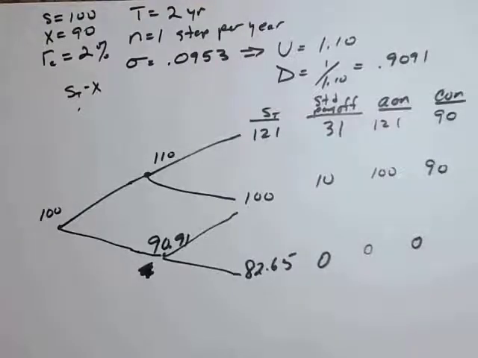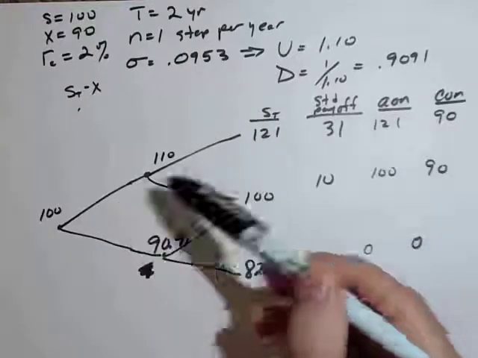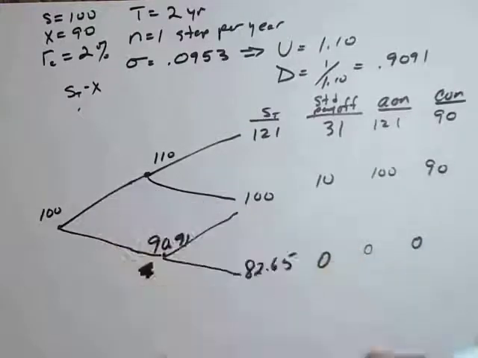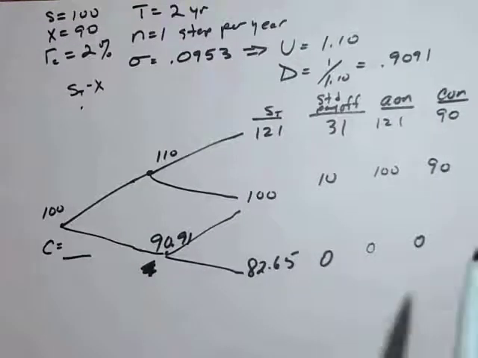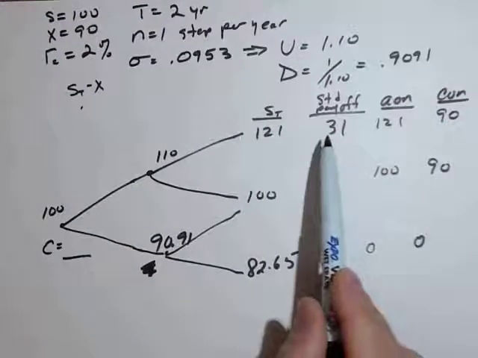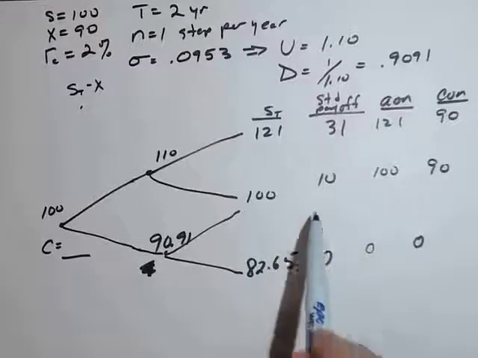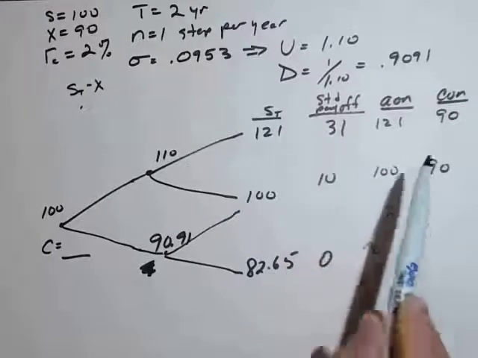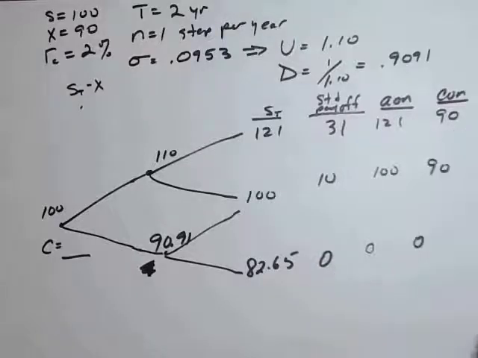Now, once we have all these payoffs, all we have to do is discount them at the risk-free rate back down, and we'll figure out what the call price is. And so we actually have three different options. We'll have the plain vanilla standard option, like we've been doing in previous chapters. Then we'll have the asset or nothing, and we'll have a cash or nothing. Okay?